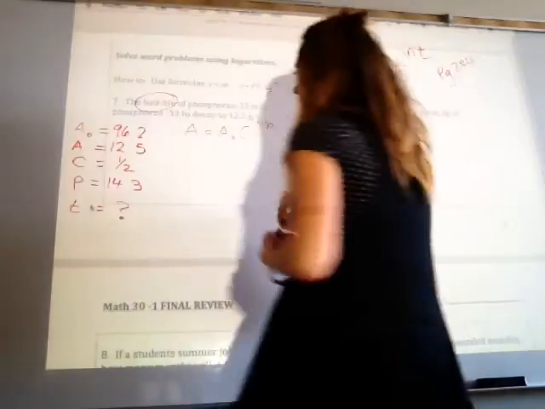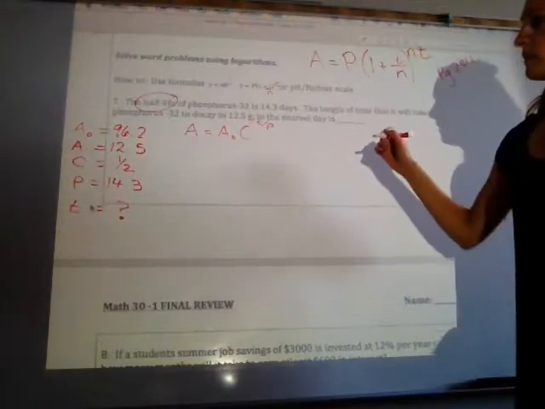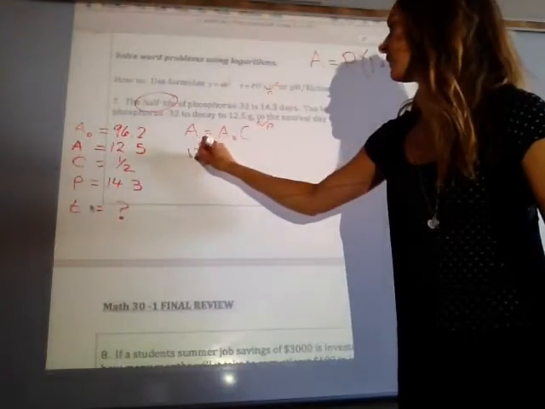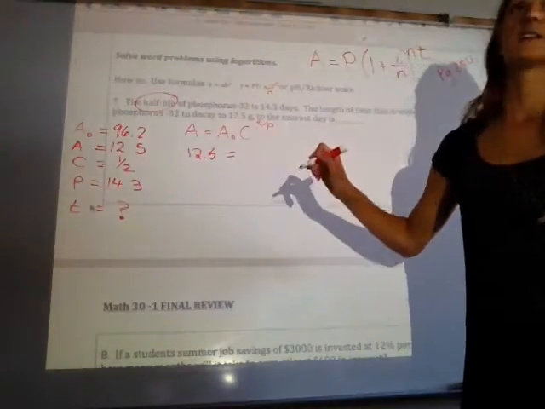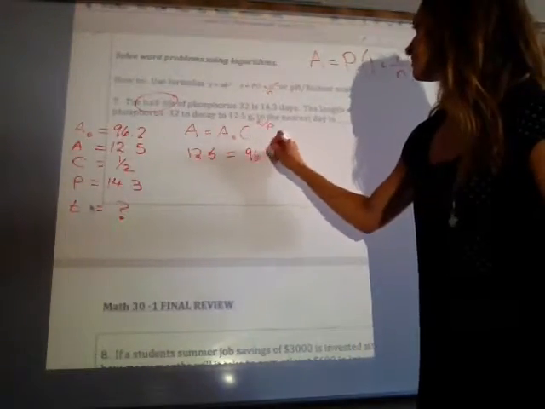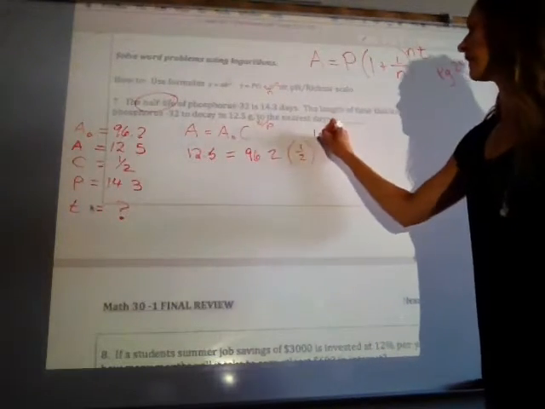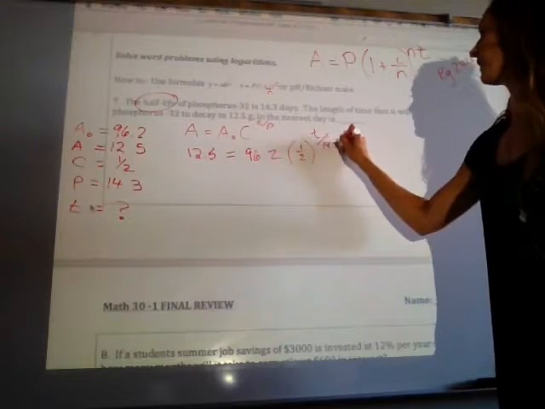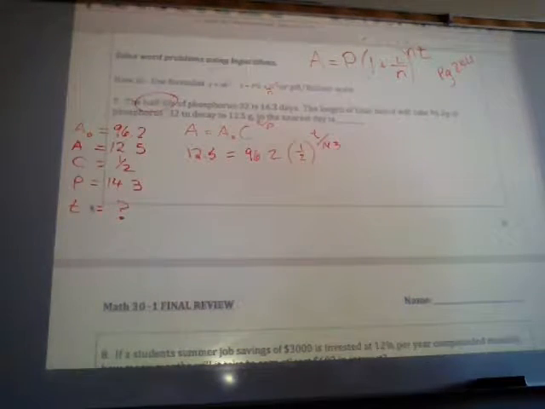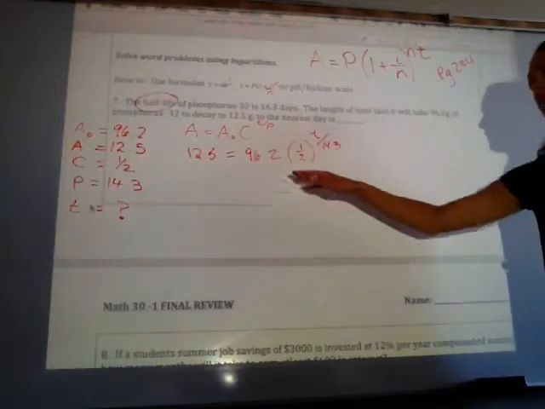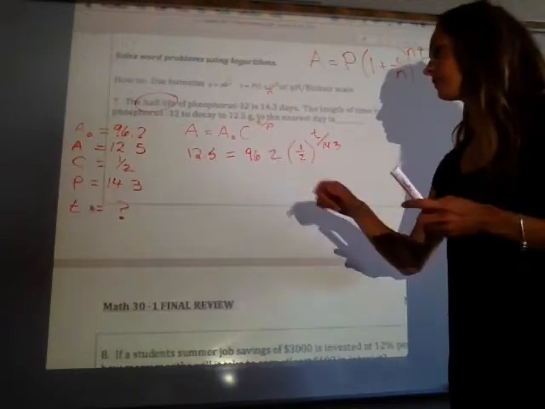Any application question like this, make sure you write out what you know, then plug it into the formula. What we know: our amount is 12.5, our initial amount was 96.2, the half-life to the power of our unknown T over 14.3, the period of the half-life. First step is we need to isolate that exponent, so we've got to divide by the 96.2.